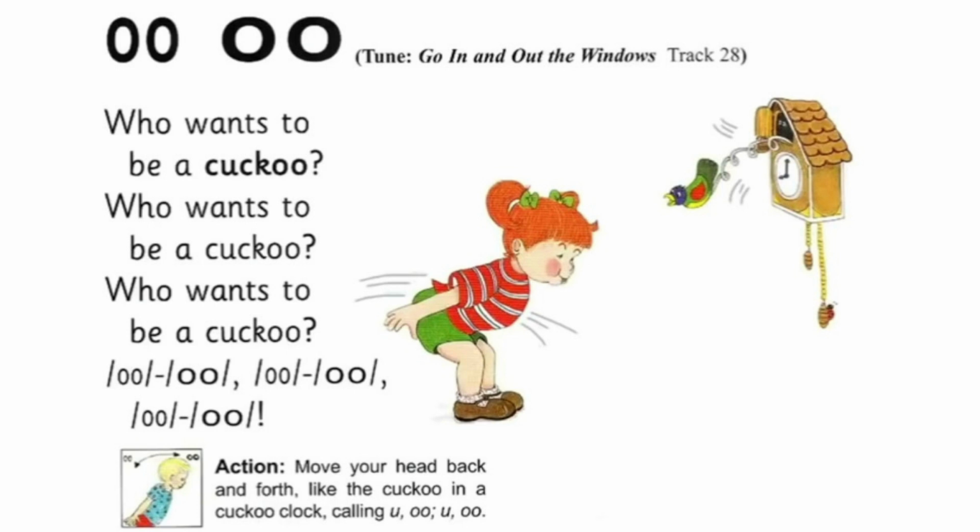Who wants to be a cuckoo? Who wants to be a cuckoo? Who wants to be a cuckoo? Ooh, ooh, ooh, ooh, ooh, ooh.